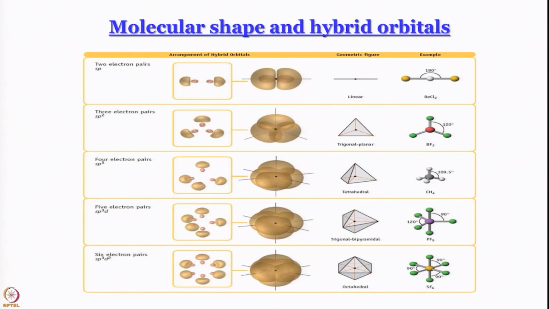repulsions. So, please do not say that BF3 is trigonal planar because it uses sp2 hybridization. It is the other way around. BF3 uses sp2 hybrid orbitals of boron because it has to be trigonal planar, being an AB3 molecule, and that is determined by VSEPR, right.